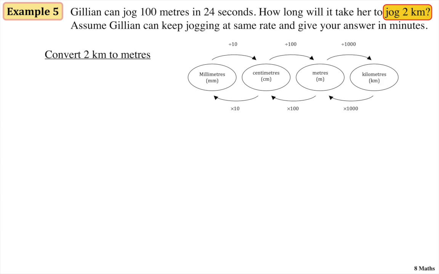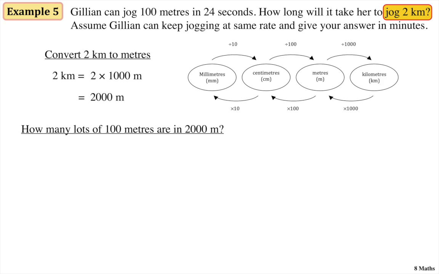Now, if we remember our conversion rules, to go from kilometres to metres, I have to go that way. So I'm going to times by 1,000. 2 times 1,000 is 2,000. Now, if you knew that 2 kilometres was 2,000 metres, you don't have to write this step here. You can just go 2 kilometres equals 2,000 metres, and that's it. That's fine. You don't have to look at the table if you know that. It's 1,000 metres that make up a kilometre.